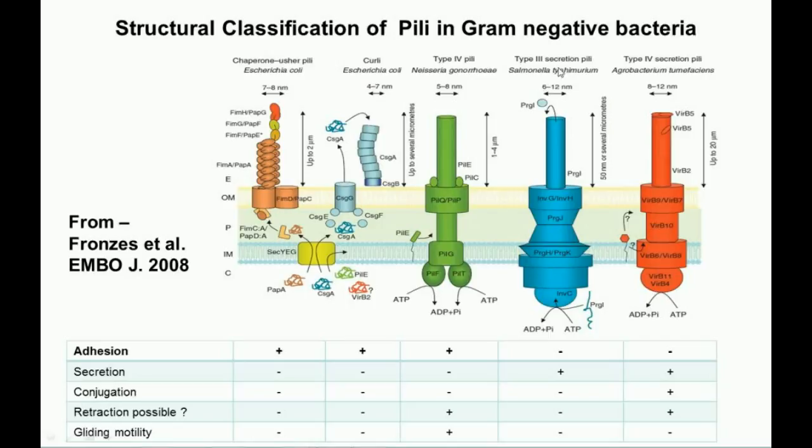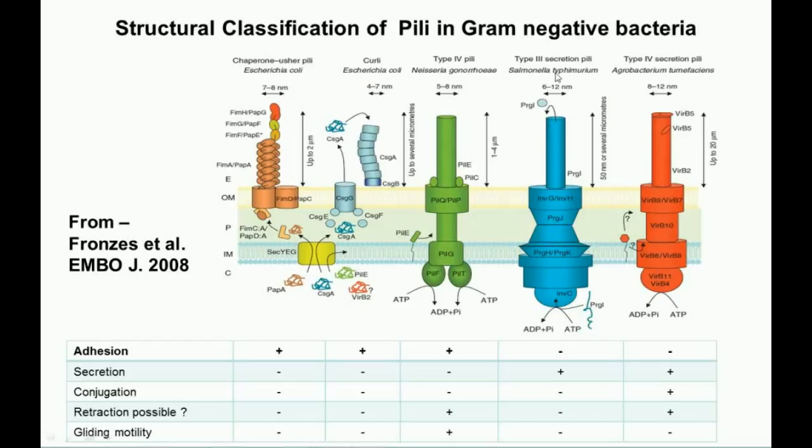The next one, if we go on to the type 3 pili, this is very, very different. So there's a big basal structure that spans the plasma membrane and the outer cell membrane. This is the filament structure. This filament structure is produced by subunits, and they're transported up the inside of this structure. They go all the way up the inside, and they come down, they bind at the top.